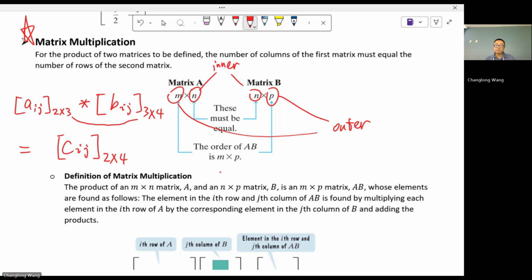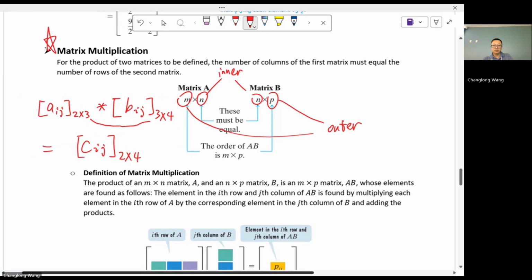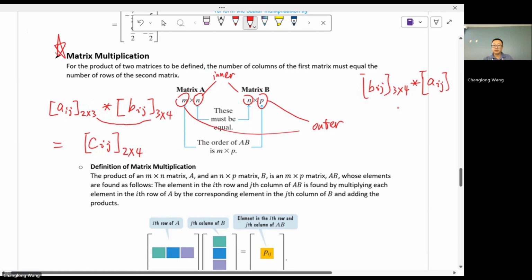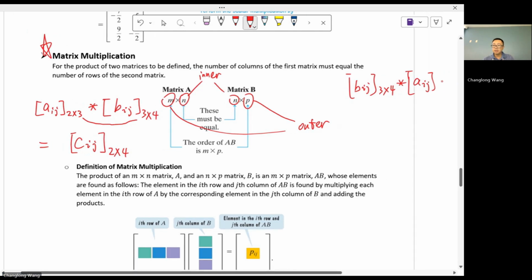But what if I swap those two guys? Okay. Let me zoom out a little bit. What if I have B ij and it's 3 by 4, right? Times A ij, that's 2 by 3. What do you say? Do they multiply?